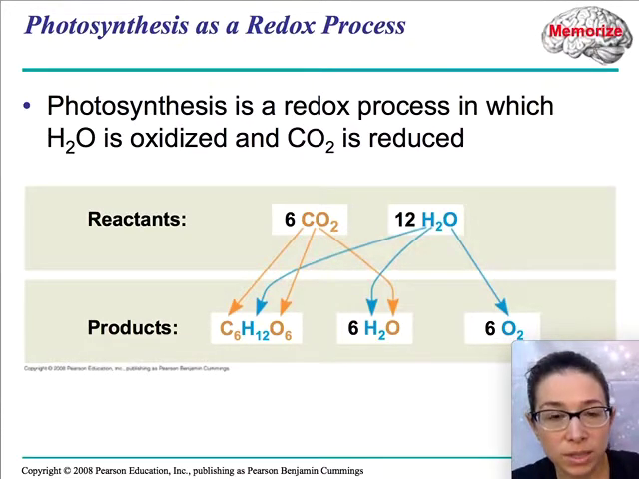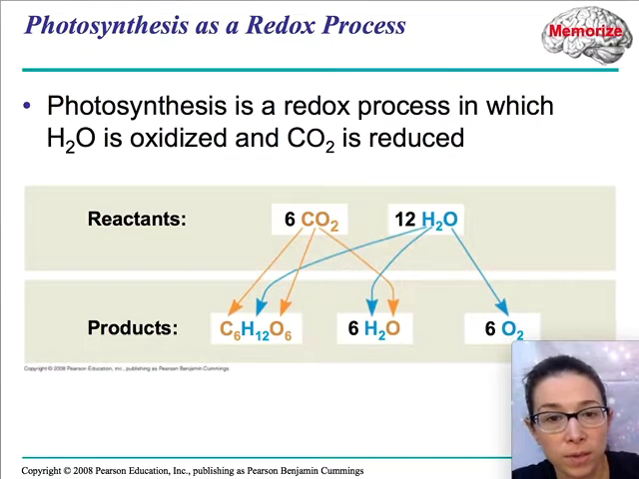What goes into photosynthesis? Carbon dioxide and water. So here we have CO2 and H2O. And what do we get out? On the left we have a sugar molecule. In the middle we have water molecules. And then on the right we have oxygen. And that's all you need to know about photosynthesis.